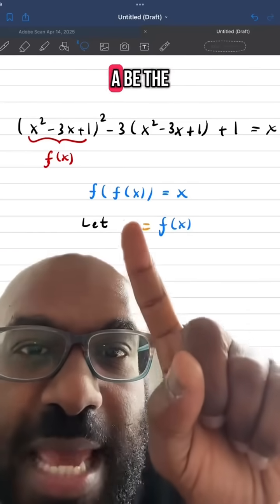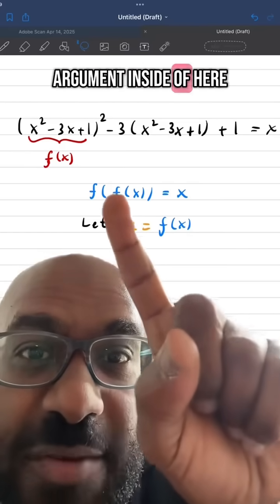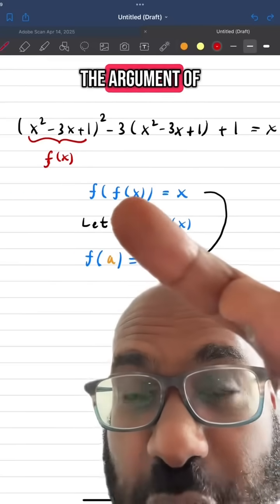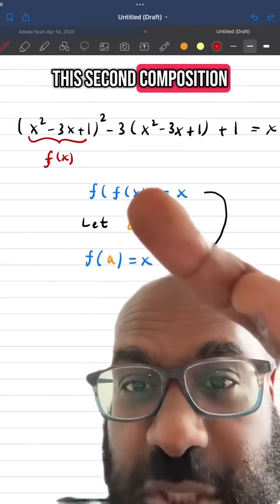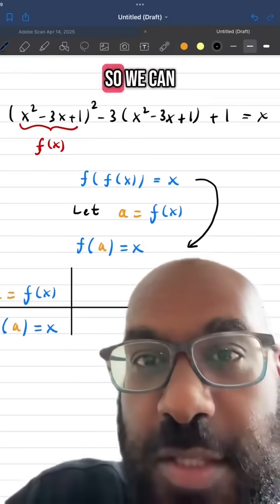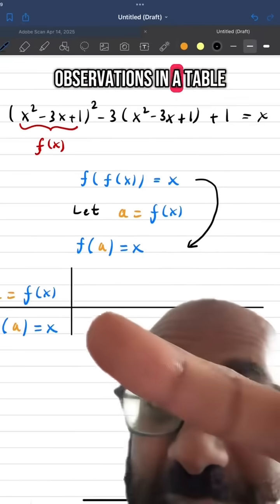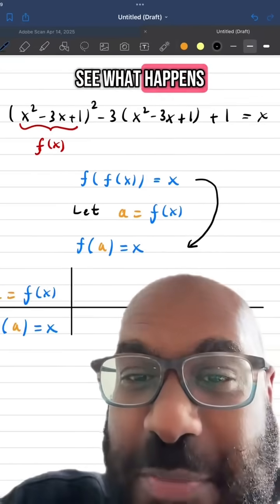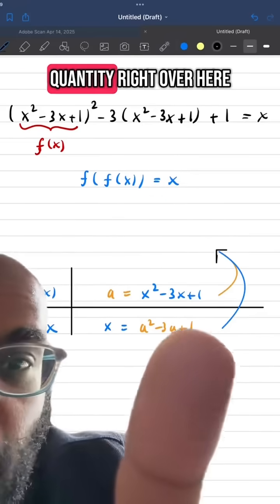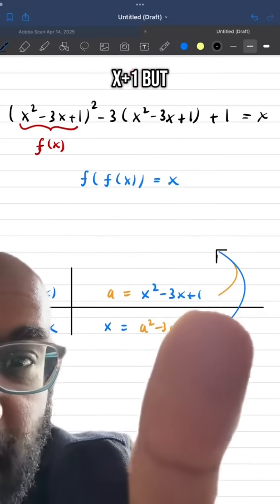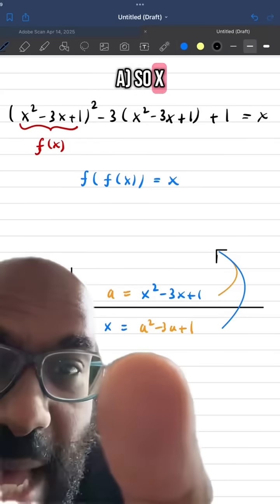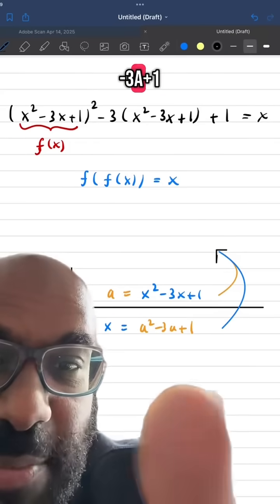I'm going to let a be the argument inside of here, which is f of x itself. Then you notice, since a is the argument of this second composition, we have f of a is actually x. So we can put these two observations in a table and actually plug in values to see what happens. Since a is f of x, we'll get a is this quantity right over here, x squared minus 3x plus 1. But similarly, x is f of a, so x is a squared minus 3a plus 1.